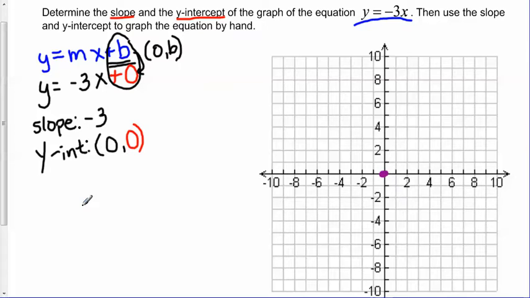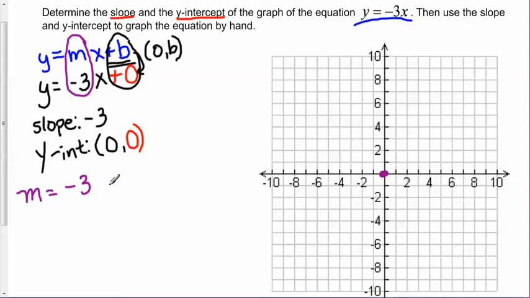Now my slope is negative 3. I'm going to bring that down here. So remember that m represents the slope. That's how we knew the slope was negative 3, because that's what's in the m position right here. And remember, with the slope, the x is not part of the slope. It's only the number that comes in front of the x. It doesn't include the x. So our slope is negative 3.